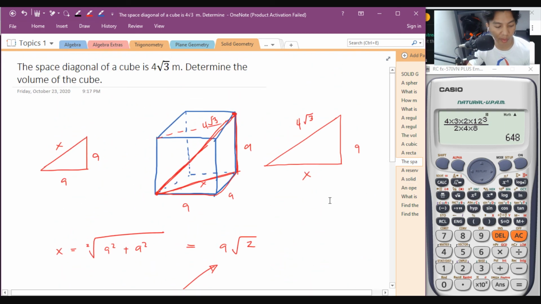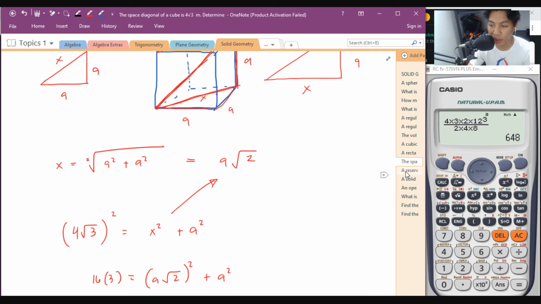Okay? So, that will be all for the solid geometry. I will leave the other problems pag binigay ko sa inyong notes as practice sets. Okay? So, that will be all.